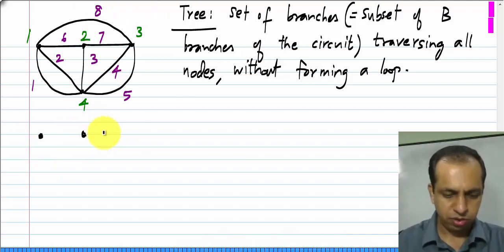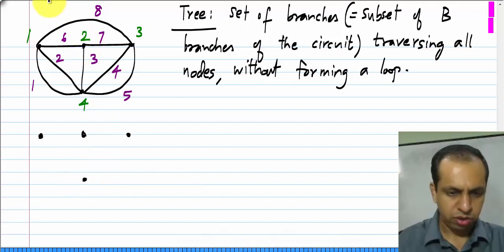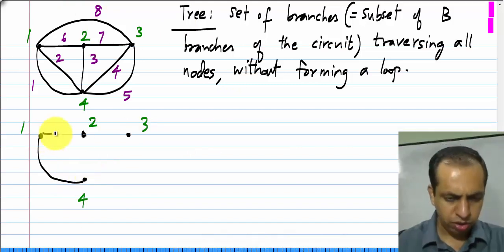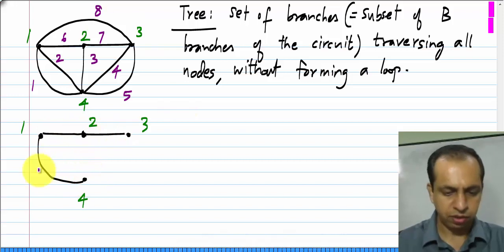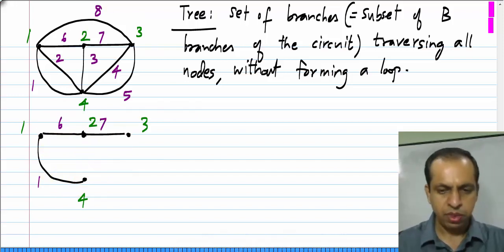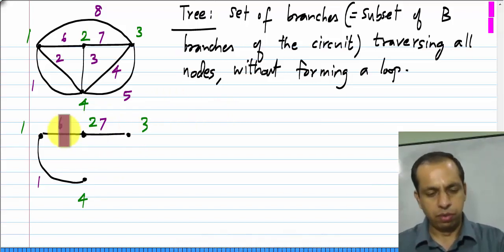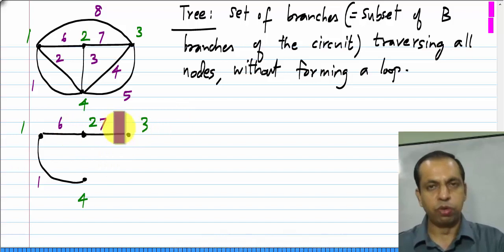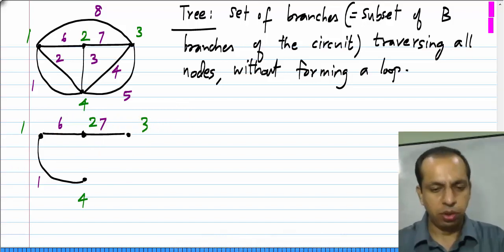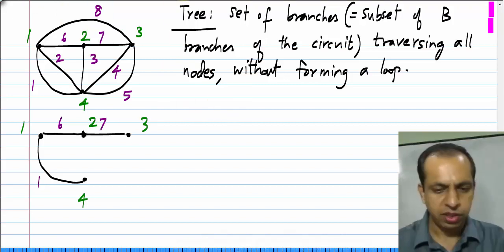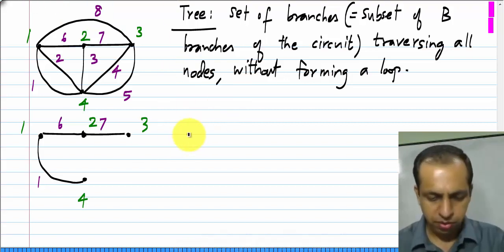So, these are the 4 nodes, and I will take branches 1, 6 and 7. So, clearly all 4 nodes have at least one branch and there is no loop formed yet. Of course, this is not the only tree that is possible, there are so many others. You can just take this graph and then form them yourselves. I will show you just one other example.